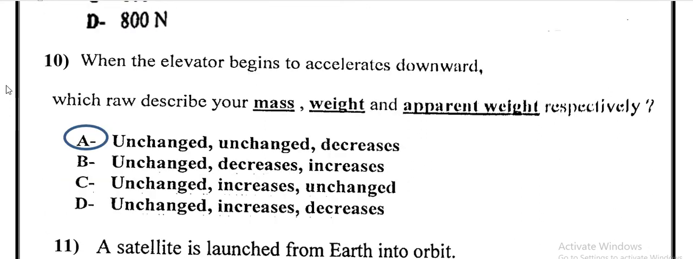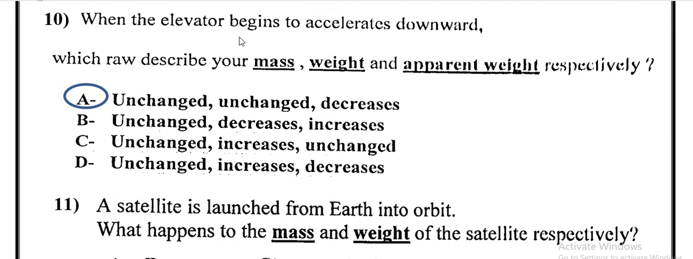Question number 9. Number 10. When the elevator begins accelerating downward, the apparent weight will decrease and the mass will remain the same. The weight is unchanged, since the gravitational force will not change. So the weight will be the same and the mass unchanged, but the apparent weight will decrease.